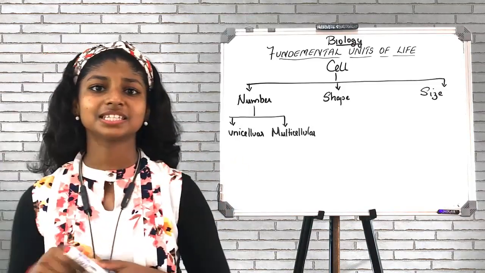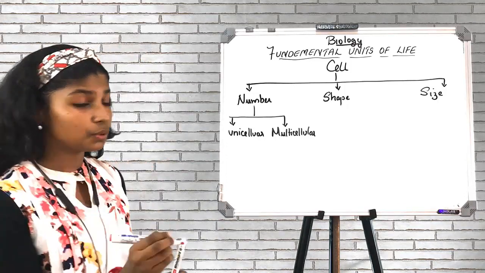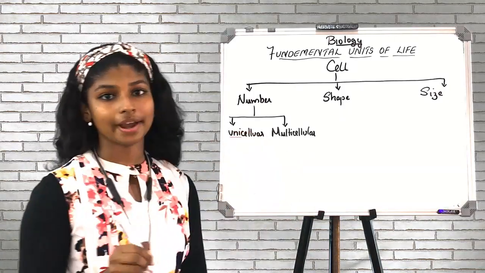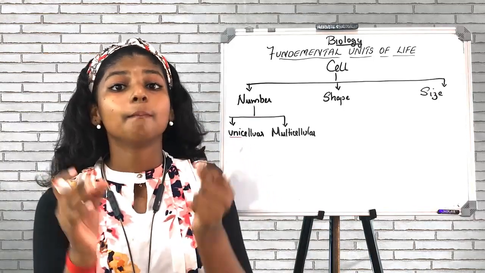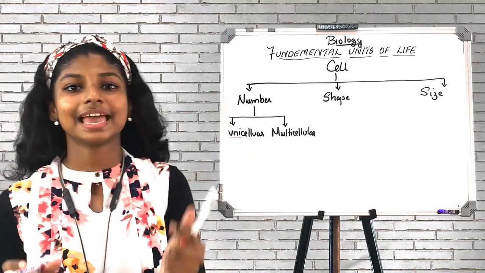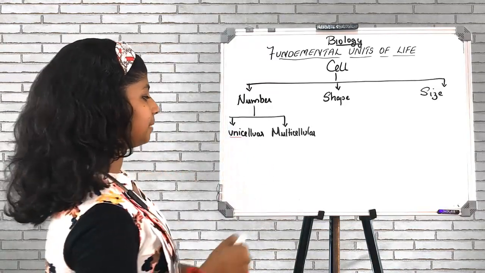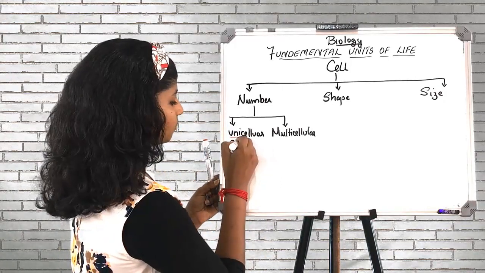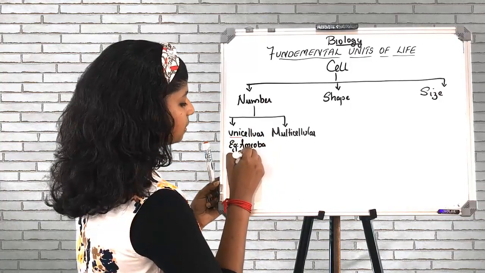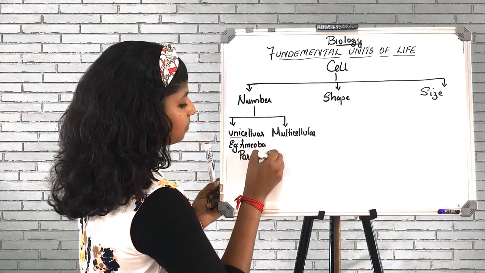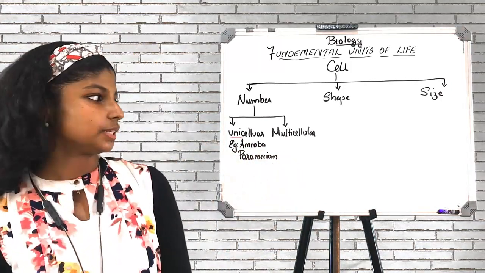What do you mean by the term unicellular? The term uni means one, and cellular means cell. So, the body which is having one cell is known as unicellular. The examples are amoeba and paramecium.